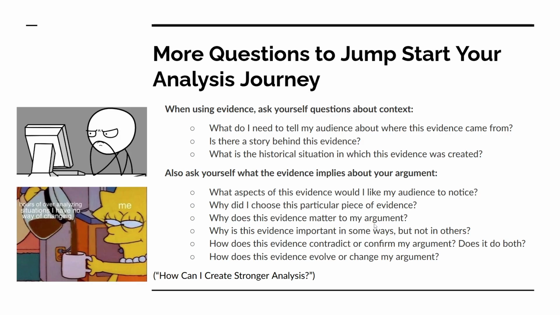Like, what parts do I want to highlight for my point, and what parts aren't important to highlight in this point? How does the evidence contradict or confirm my argument? Does it do both? That happens on occasion. So is it confirming what I'm saying, or is it kind of a counter argument? And how does this evidence evolve or change my argument? Does it broaden my argument and say maybe it's not this specific, maybe it's something a little more broad? Or does it completely change my argument? Am I wrong? Is my evidence proving me wrong?